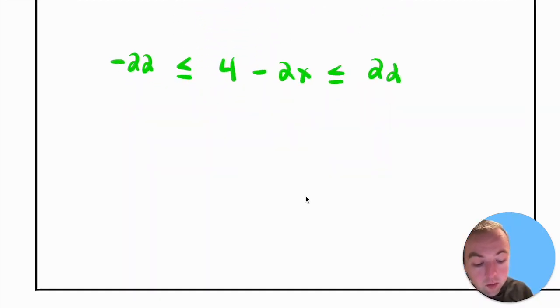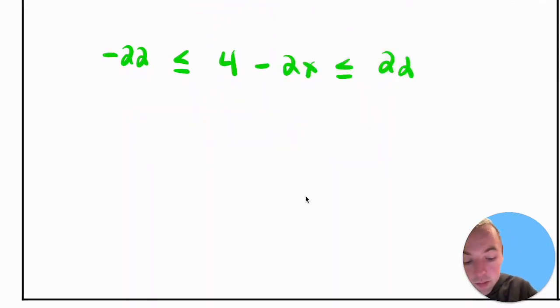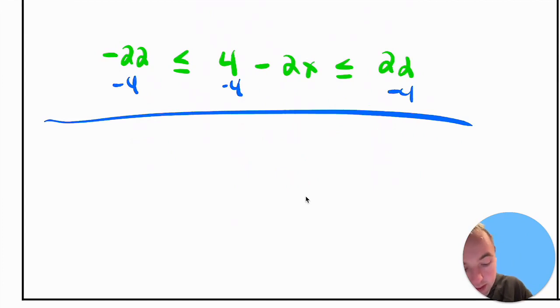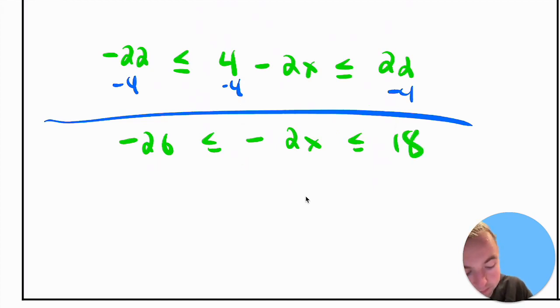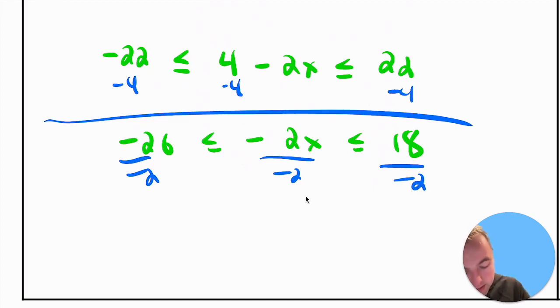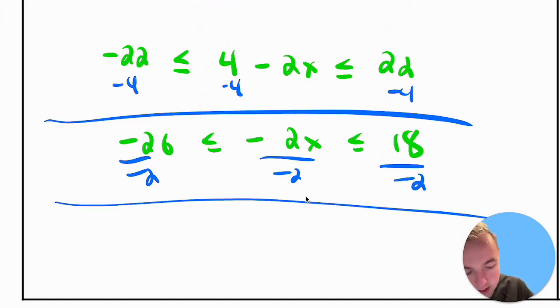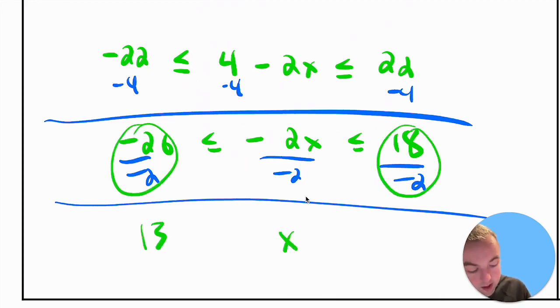So then we can solve this because we solved compound inequalities. I just want us to get the x alone, so first I can subtract the 4 from everything. That's going to give you negative 26 is less than or equal to negative 2x is less than or equal to 18. And then you can divide by negative 2. And then you're finally going to get 13, and that'll be just x and negative 9.